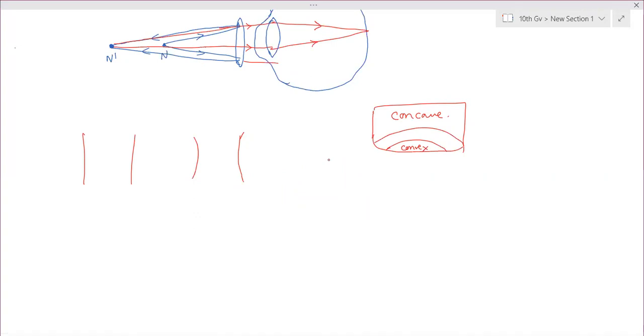So, ma'am, is having cylindrical also known as astigmatism? Yeah, cylindrical lenses are used for correction of that. No, ma'am, the doctor says that your eyesight is cylindrical. Is that called astigmatism? Yeah. Oh, okay, ma'am.